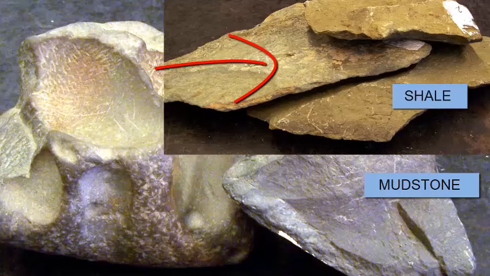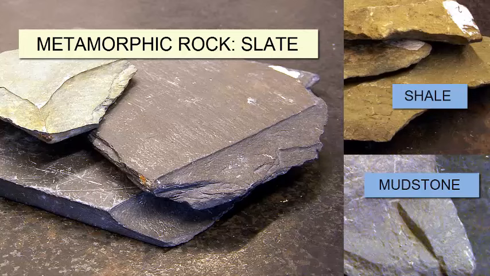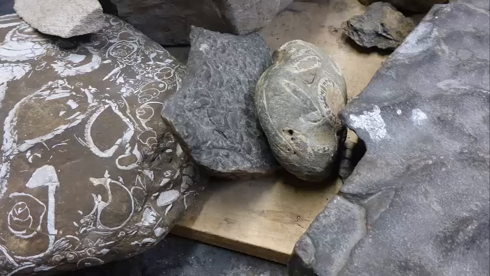If we were to continue to put this rock under increasing burial and pressure, the clay minerals would line up even more perfectly and gradually start to transform chemically from clays into micas. That would take us out of the sedimentary realm and into the metamorphic realm, producing a rock known as slate. We'll talk more about slate in the next video on metamorphic rocks.